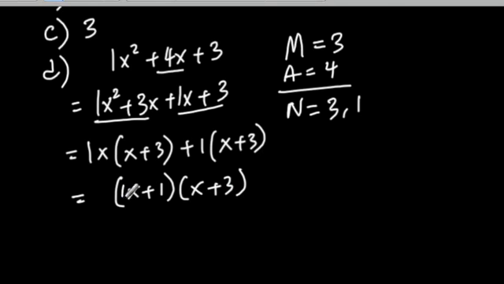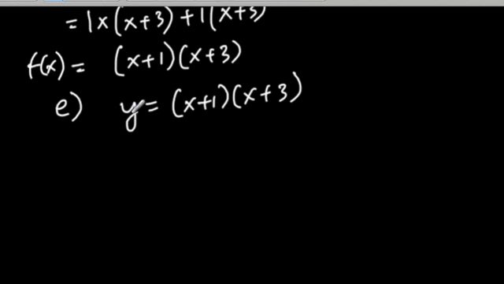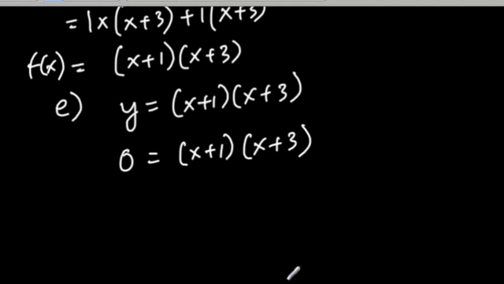I could have written 1x plus 1, but that's really just the same thing as saying x plus 1. So it's basically x plus 1, x plus 3, and this is the factored form. f of x is equal to that. Now, E says to find the x-intercepts, and basically we have y is equal to x plus 1, x plus 3. If we want to find the x-intercepts, that's where y is equal to 0. So 0 is equal to x plus 1, x plus 3.